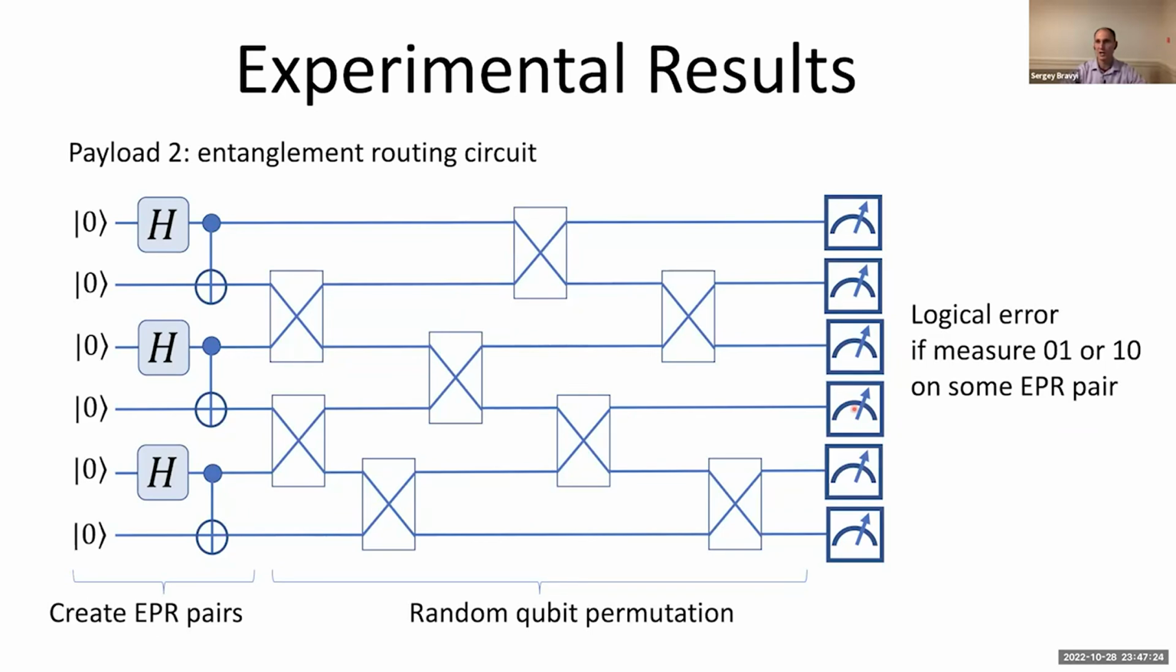And in the absence of errors, if we measure an EPR pair in the standard basis, we would get 0, 0 or 1, 1. And so we declare a logical error if we measure 0, 1 or 1, 0 on at least one EPR pair.